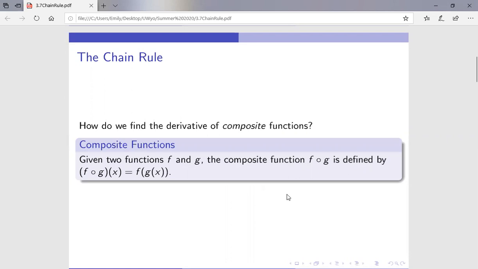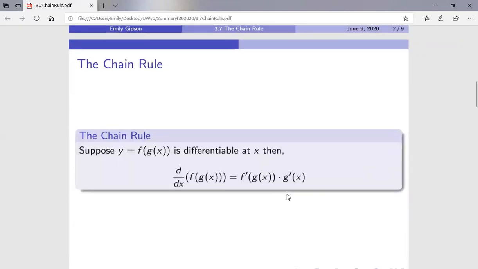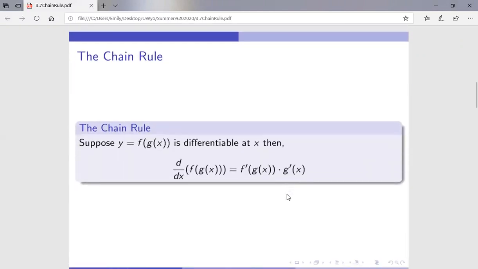Reminder, given two functions f and g, the composite function f circ g is defined by (f circ g)(x) = f(g(x)). So how do we find the derivative of a composite function? The answer lies in the chain rule. You can think of the chain rule as undoing the composite function.